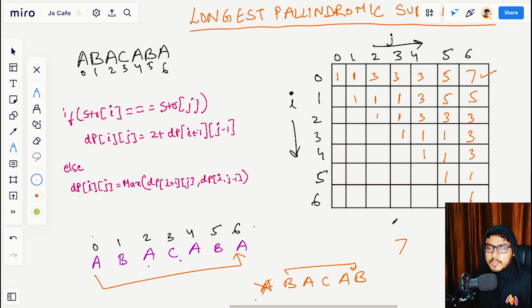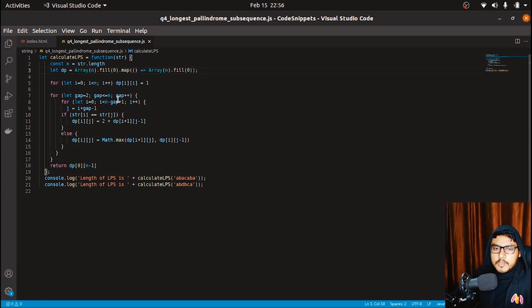Now let's jump to the code. Okay, so this is the code for the LPS question. We have this function calculateLPS, which accepts the whole string as the input, and we are storing the length of the string in n. We are creating our DP array with this line. We are declaring an array of length n, so it will create a 1D array of length n, and we are filling all the values in that array with 0. Okay, that's fine.